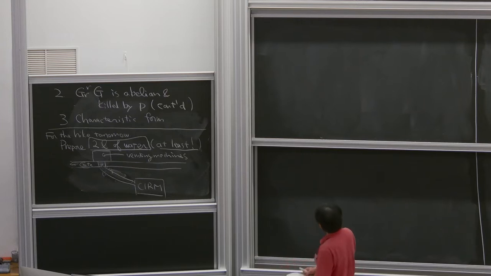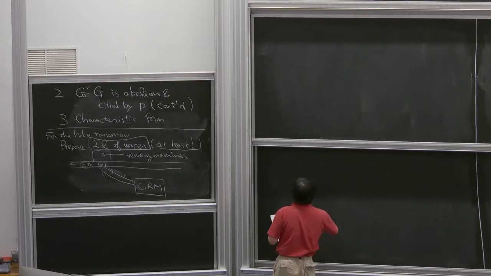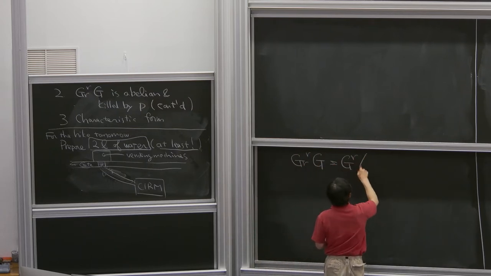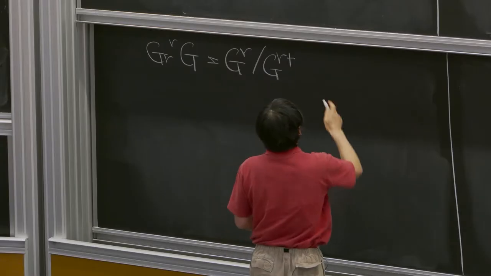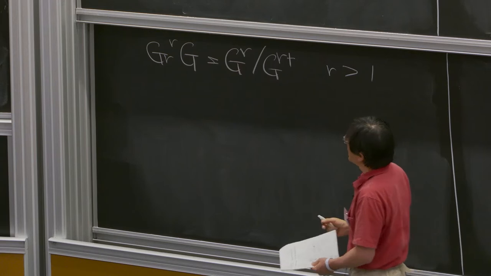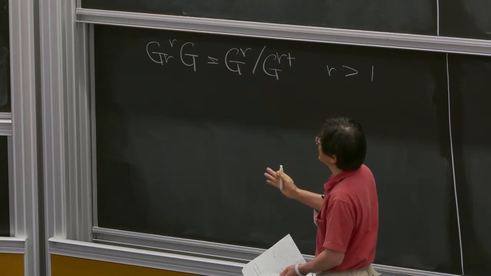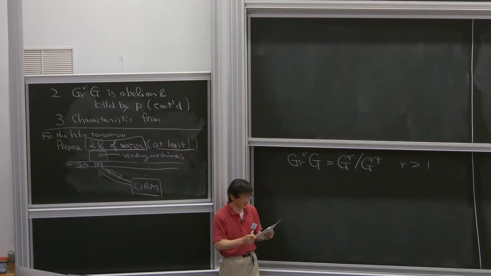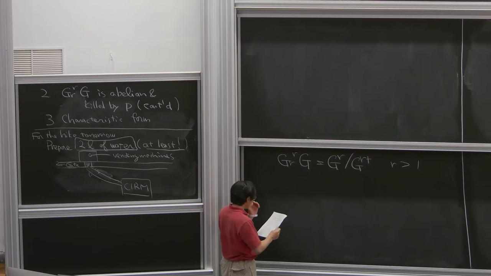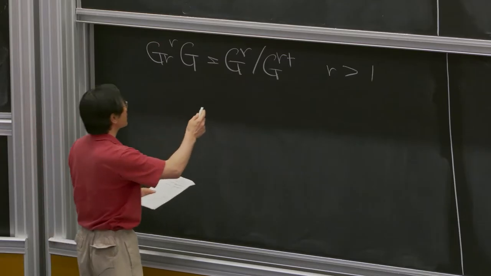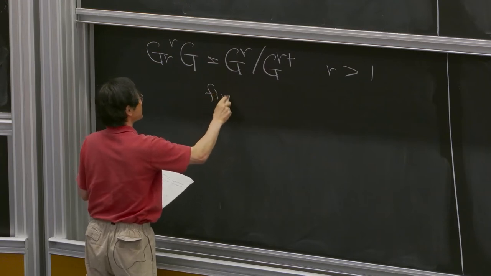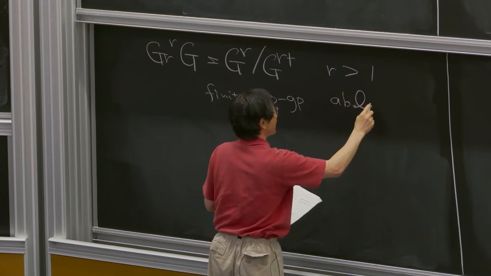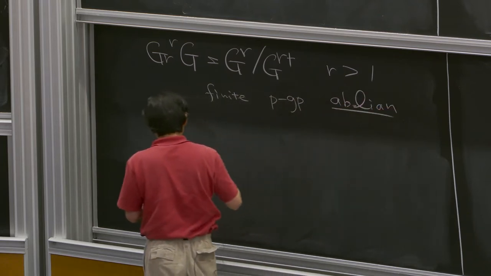Okay, so let's recall where we are. We are studying the graded quotient, with r at least one, and we have already seen that it is Abelian. We want to show that this is an F_p vector space. To work on this, we already know that this is a finite p-group, and in fact Abelian. This we have seen already.